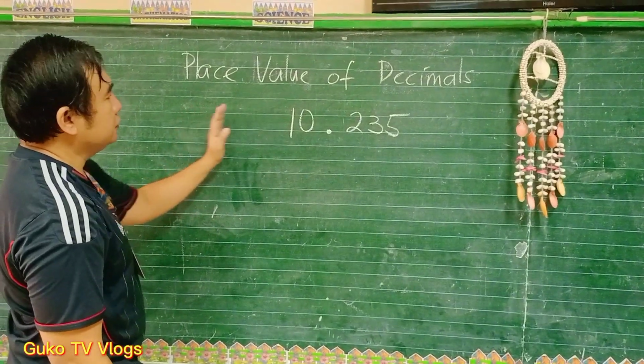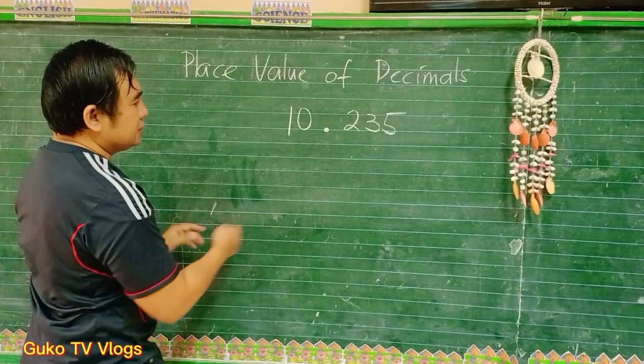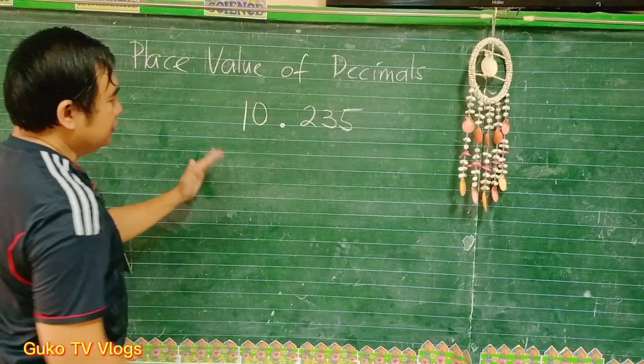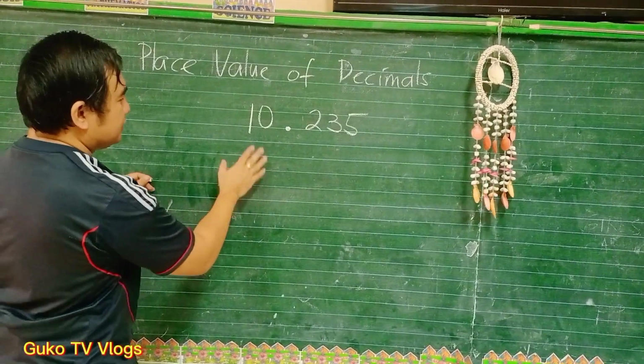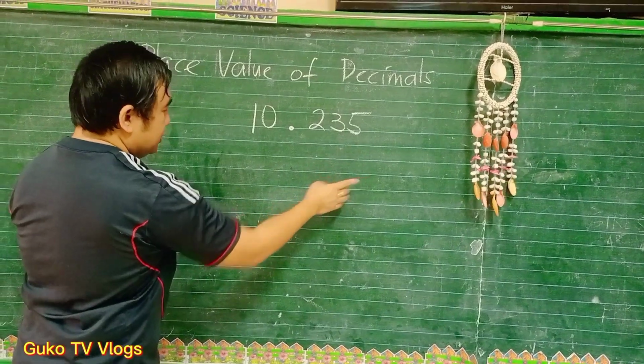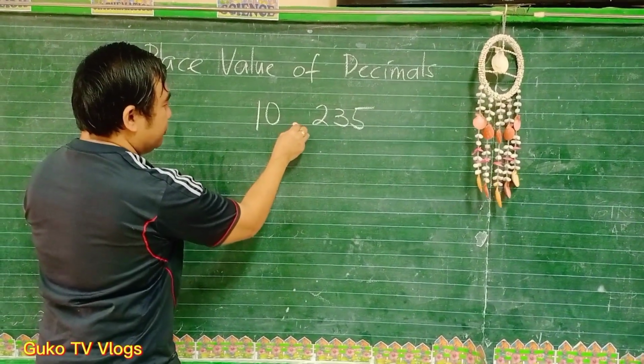Okay, let's start on how to determine the place value of decimals. So, as you can see, I have here the number 10.235. But in decimals, this will be read as 10 and 235 thousandths. So let's determine the place value. So again, we have here the decimal point.